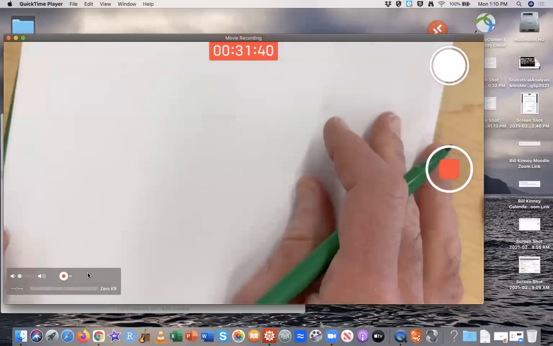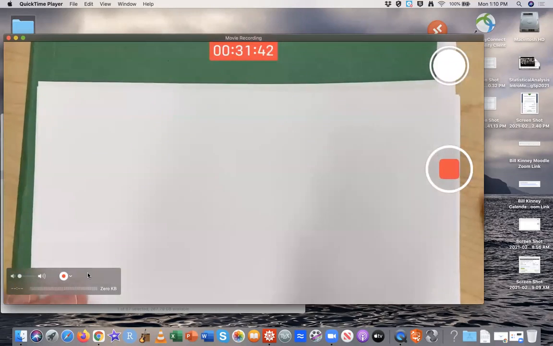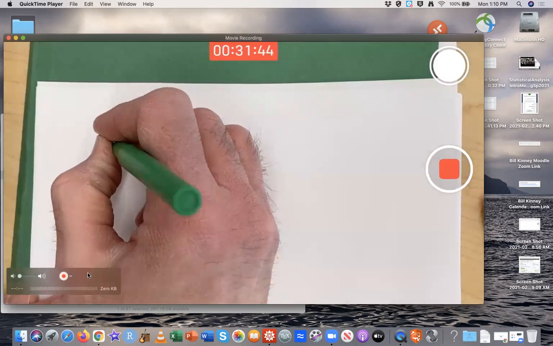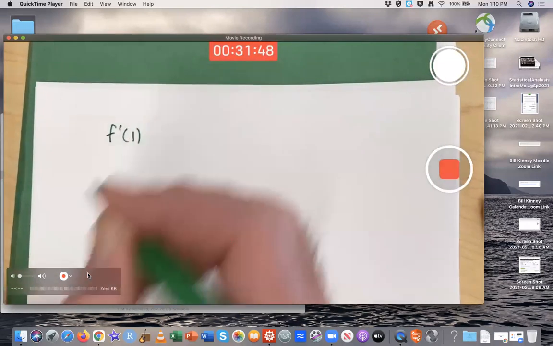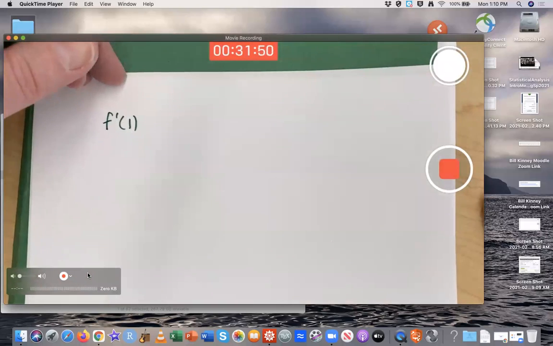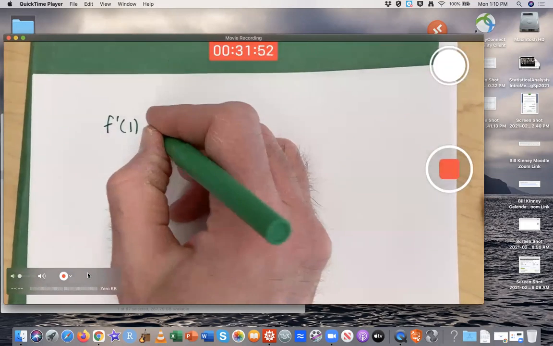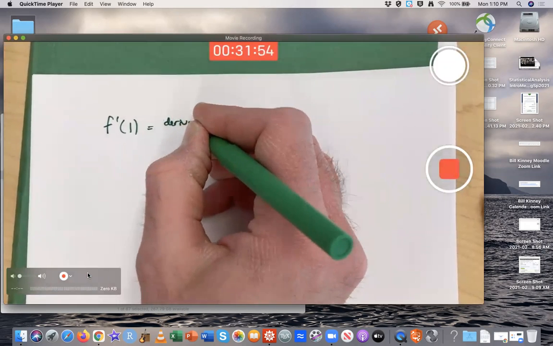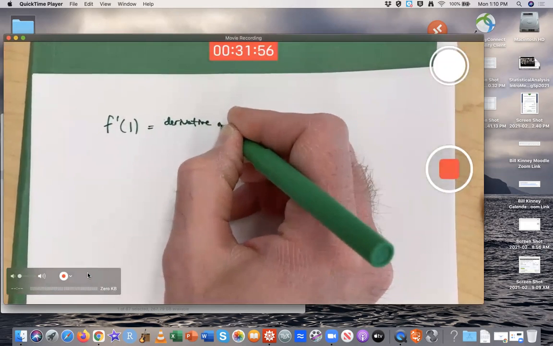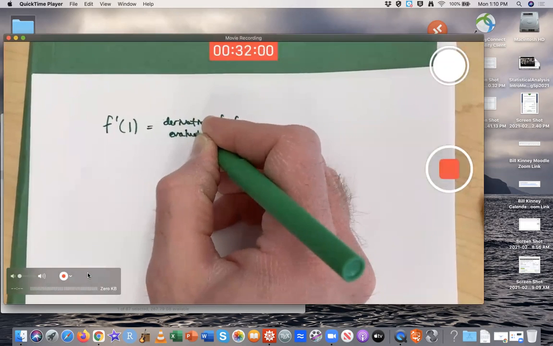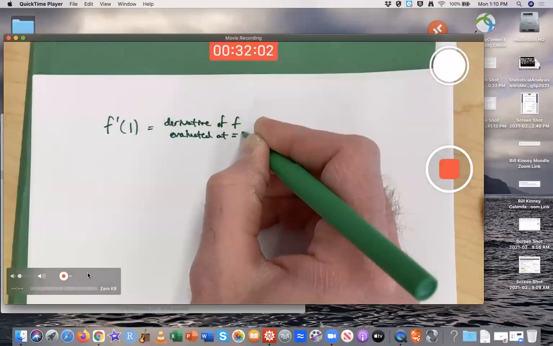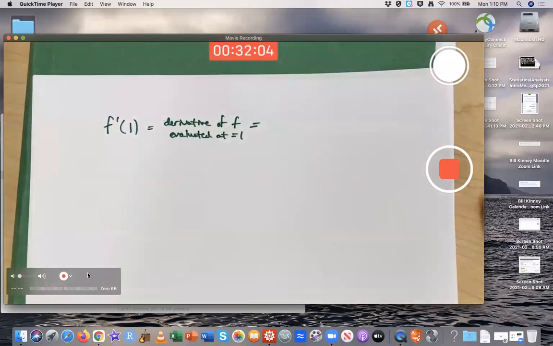And when we do that limit calculation, we are essentially finding something called the derivative of this function at time 1, and we write f prime of 1. The derivative of the function f evaluated at t equals 1.